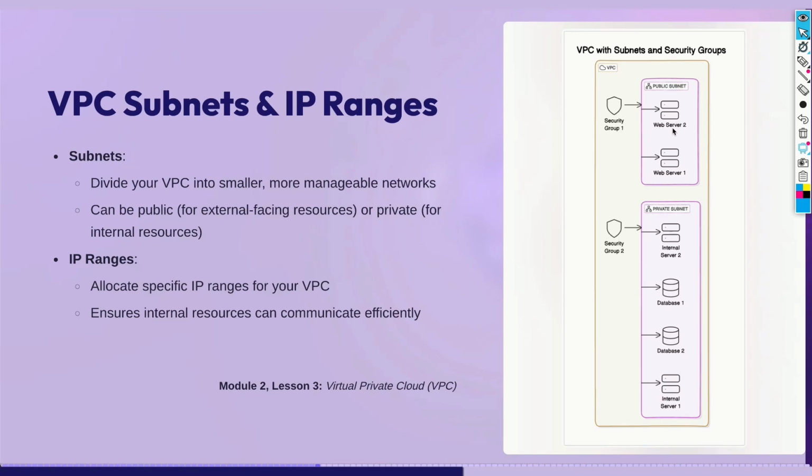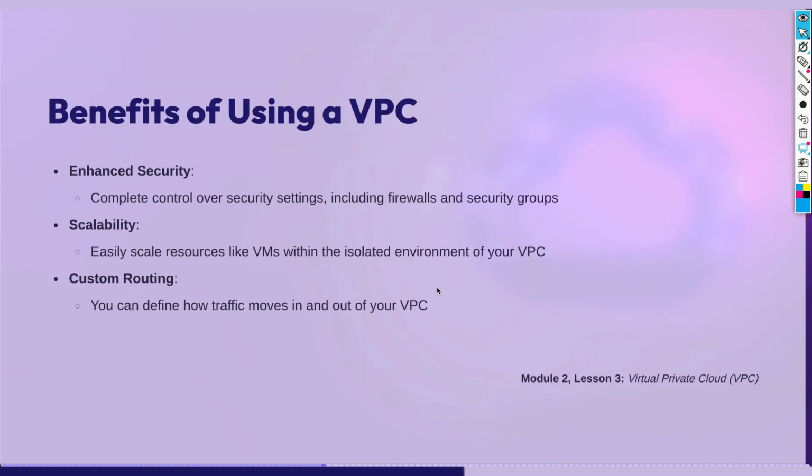You set up ranges for your subnets, and those are the set amount of IPs that you can use, all right? So the benefits of using a VPC: you have enhanced security. You have complete control over your security settings. That's your firewalls and your security groups, so you can control the traffic going in and the traffic going outside of your VPC and your subnets.